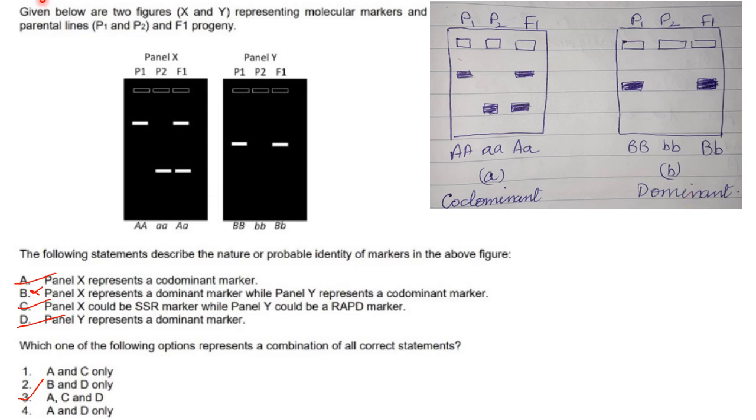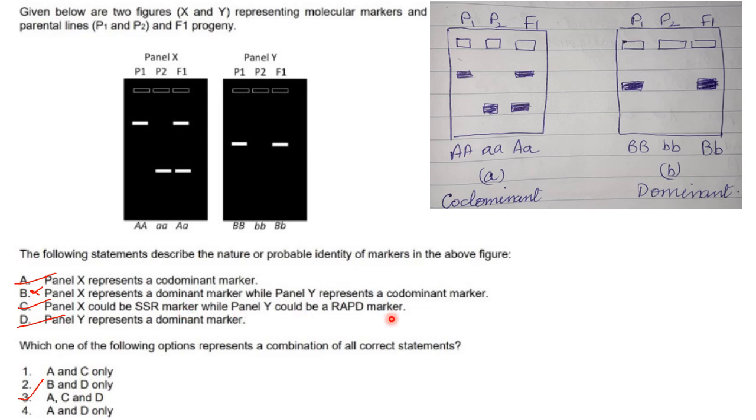Now coming to the question. Panel X represents a codominant marker. That is correct. You can see both the bands in the F1 progeny of capital A and small a. So option A, panel X represents a codominant marker, is correct. Panel X represents a dominant marker, that is wrong. Panel X could be an SSR marker. Yes, it is a codominant marker.